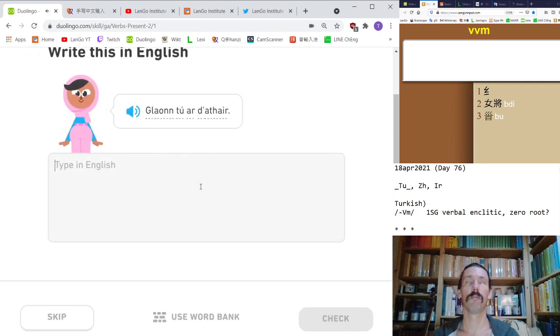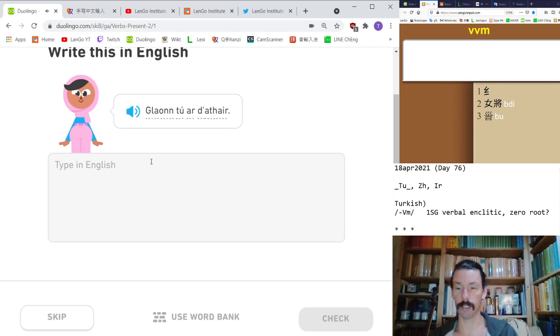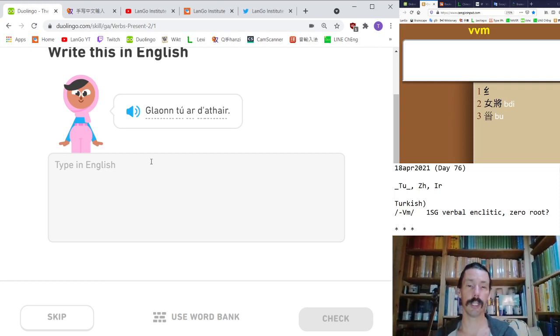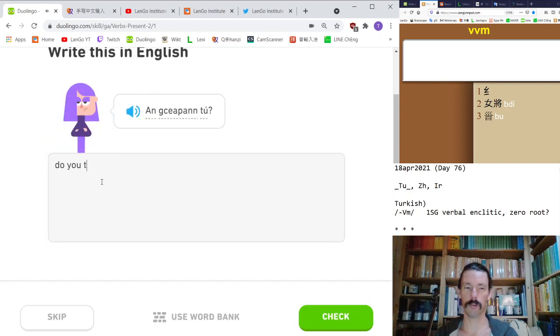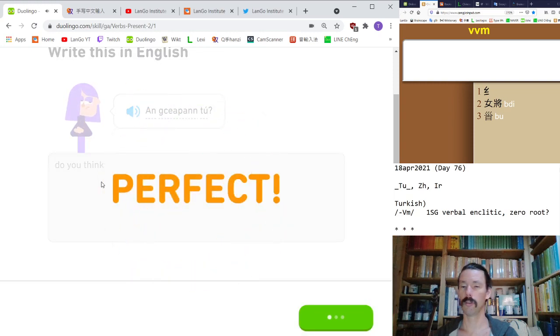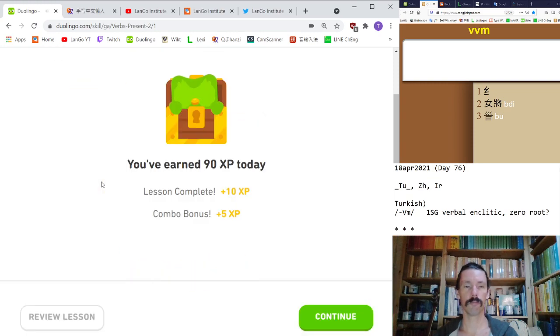Glaonn tú ar d'athair. You call your father. Glaonn tú ar d'athair. You call on, literally, your father. An gceapann tú? To do.